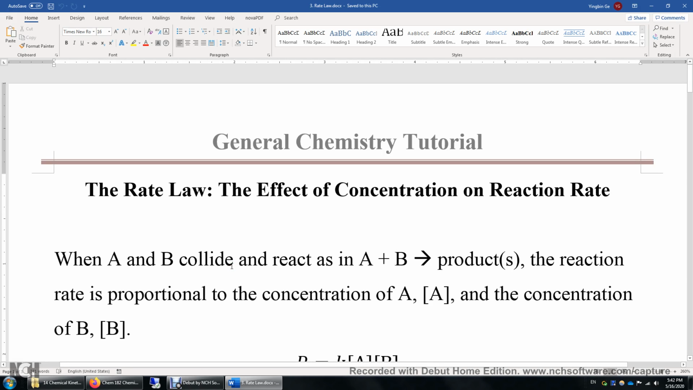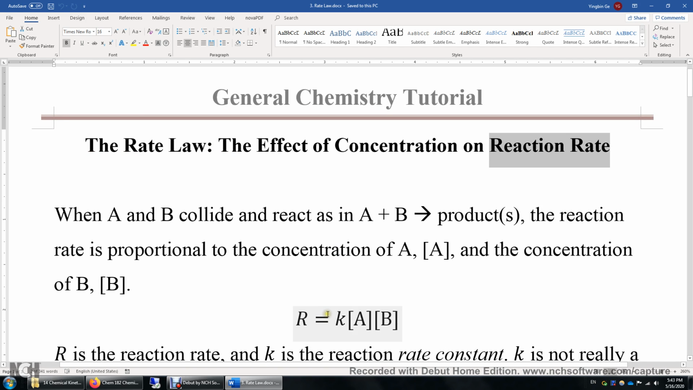In this video, I'll talk about the rate law. The rate law tells us how the reaction rate depends on the concentrations of the reactants. For example, when A and B react with each other, the reaction rate is proportional to the concentrations of A and B. The equation is simple: R equals K times A times B.